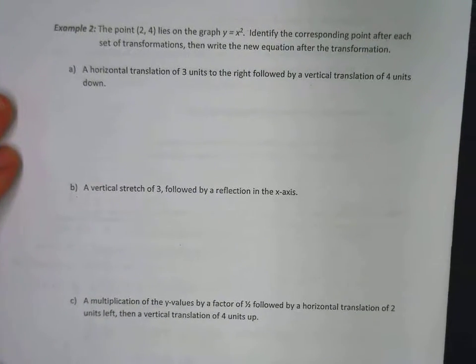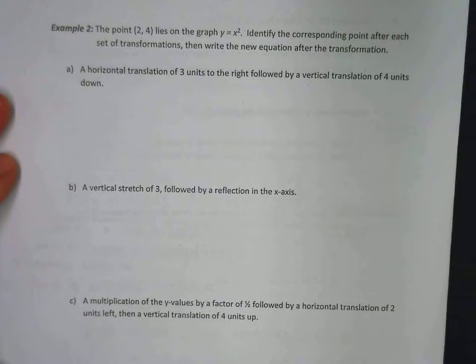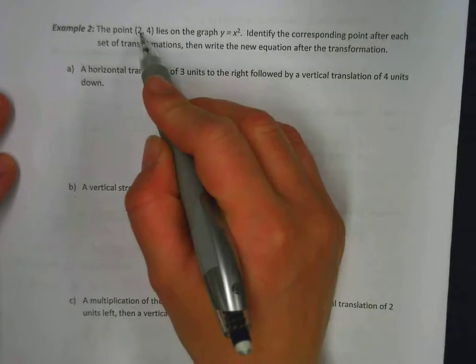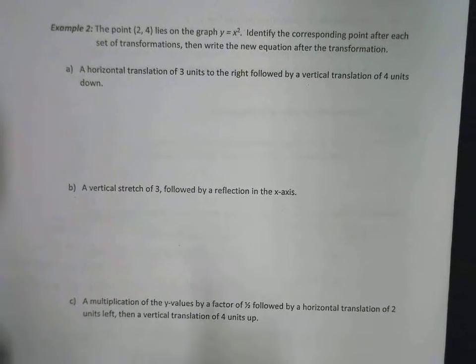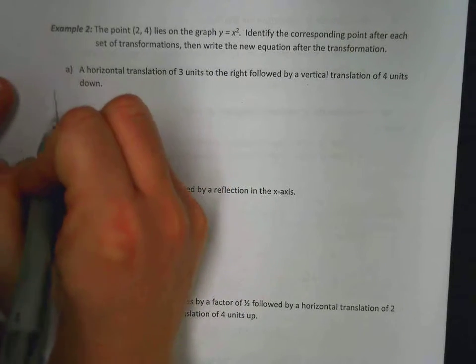All right, the next example. The point (2, 4) lies on the graph y equals x squared. So here's our original function, and (2, 4) lies on that original function. Identify the corresponding point after each set of transformations, then write the new equation after the transformation. So I always want to set up a visual, have an idea of what this looks like.